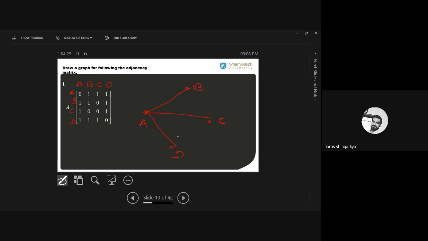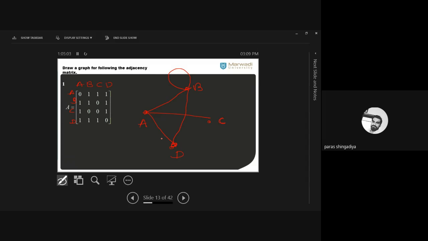Now B to B is 1. So what does it mean? To make a loop at the vertex B. So here we'll make one loop at the vertex B. Why is it a loop? Because the entry of B to B is 1. Now the B to C entry is 0, means there is no edge between B and C. And B to D is 1, means there is an edge between B and D. So make one edge between B and D. Clear? Is it clear up to this?